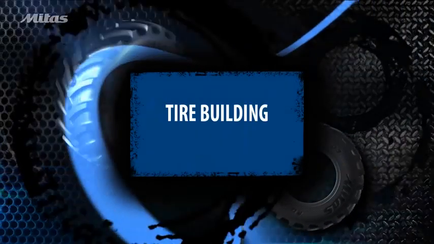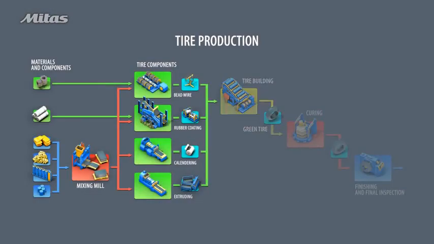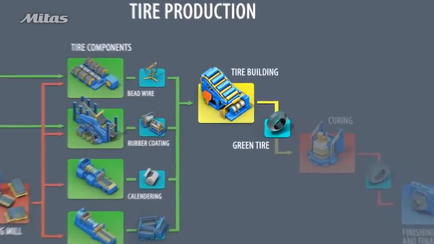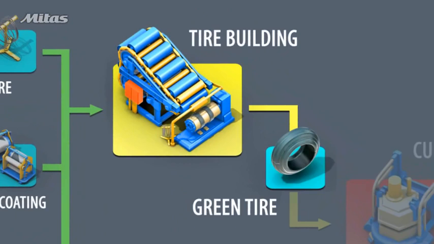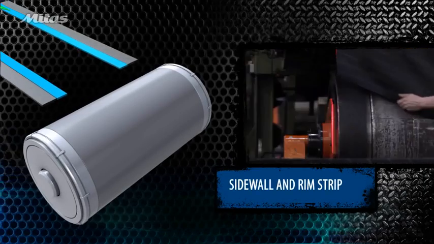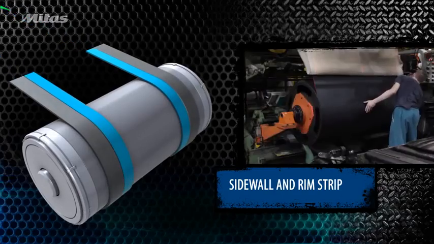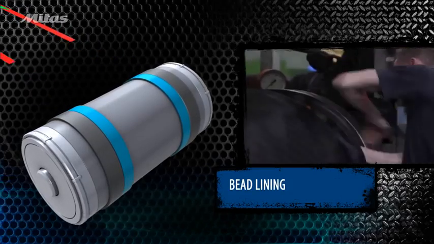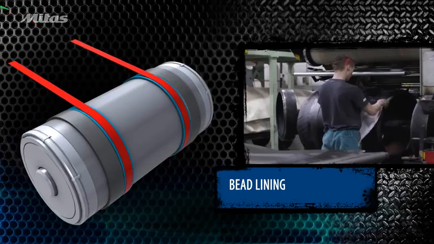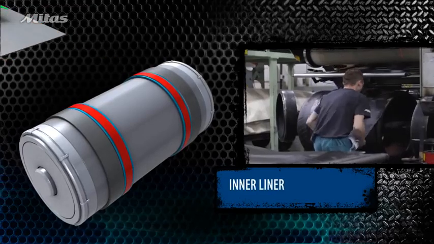Tire building. At this stage, all the tire components are assembled. The tire is made from components on a tire building drum. Tire building begins with the sidewall and rim strip. This is the bead lining. Inner liner.